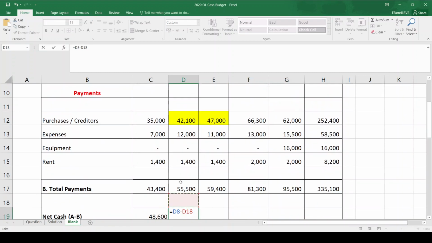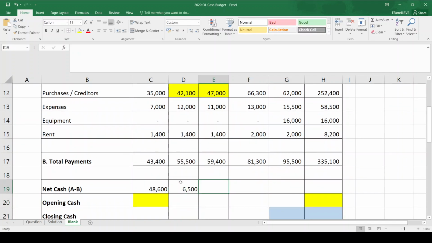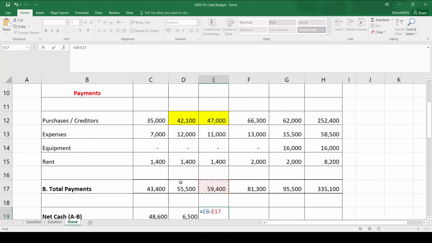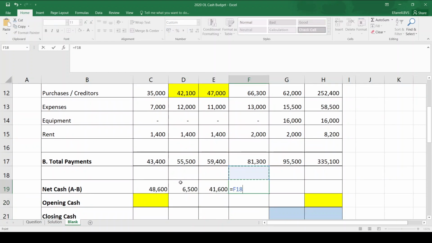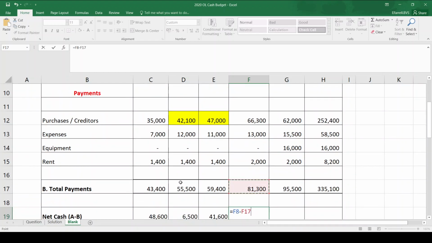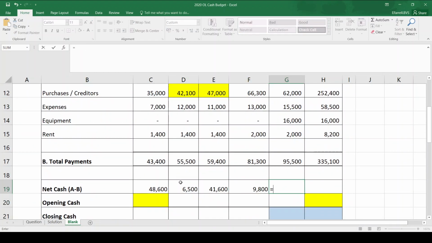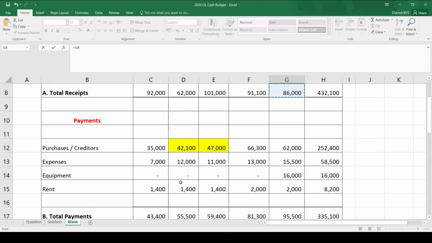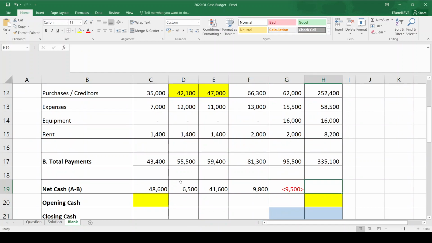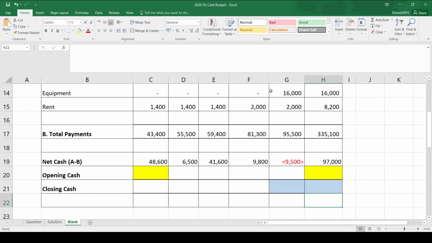Second month I plan to get in 62 and pay out 55,500, up 6,500. I plan to get in 101 and pay out 59,400, so up 41,600. The next month I plan to get in 91,100 and pay out 81,300, up 9,800. The next month I plan to get in 86 and pay out 95,500, so I'm down 9,500 that month. I plan to be down, and again, this is a budget. We're looking forward the whole time. So it's just the total receipts minus total payments each month.